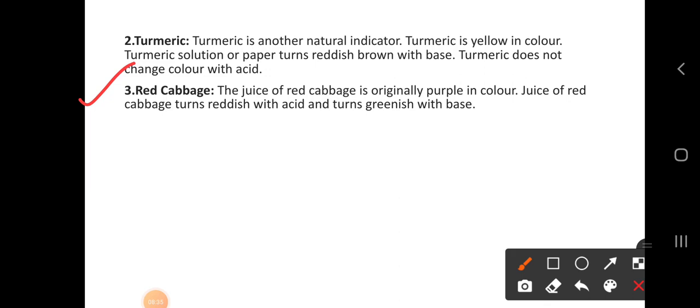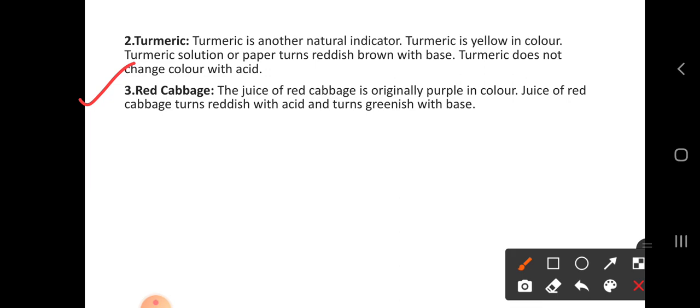Then you can take the next example, red cabbage. Usually people use green cabbage or a little bit of white cabbage in our homes, and in a similar way you can take the help of red cabbage also. If you grind it and extract the juice of red cabbage, then you can use it as an indicator. The same thing has to be utilized here.